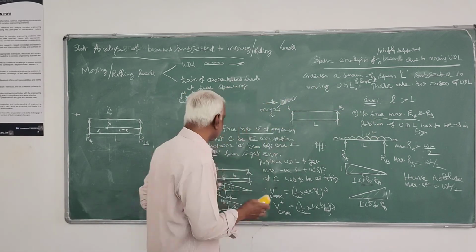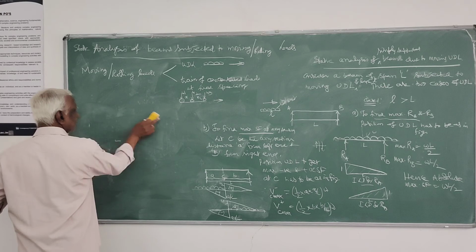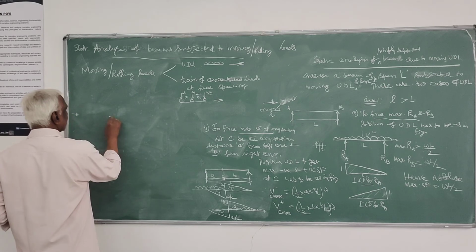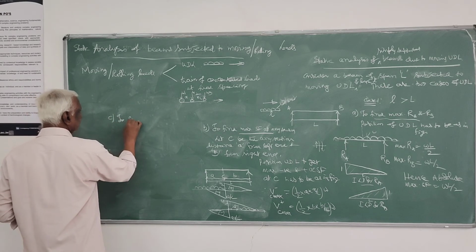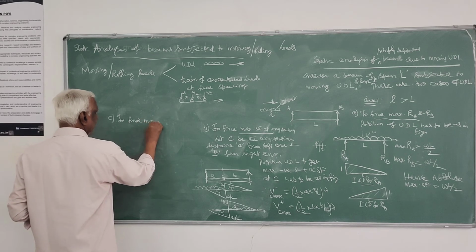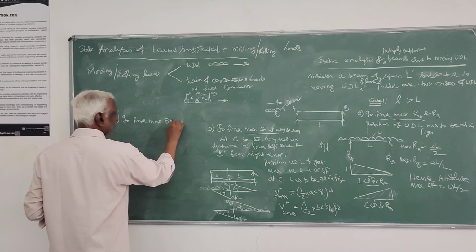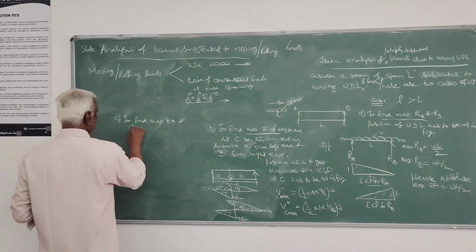That is for the UDL longer than the span. So that you take next. So C, to find the maximum bending moment at any section.